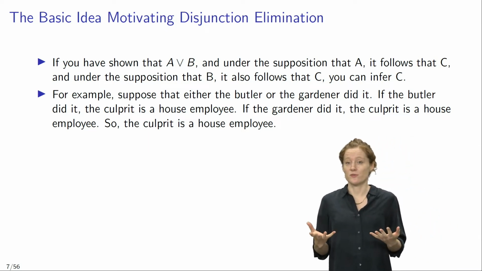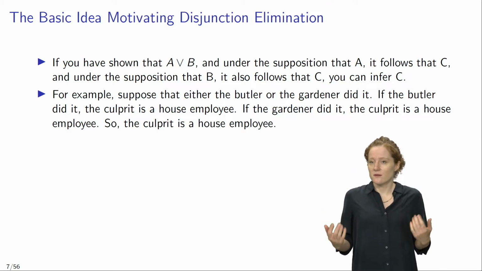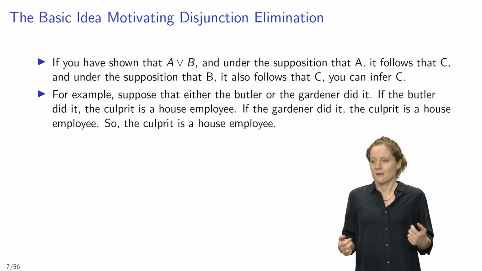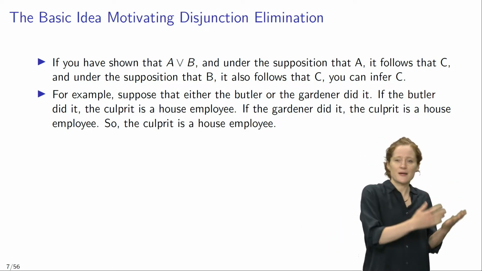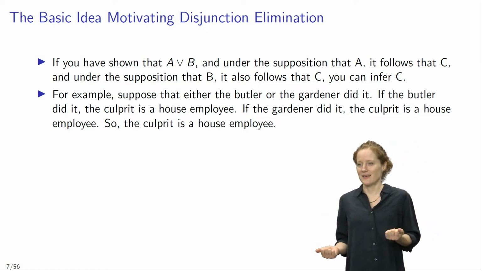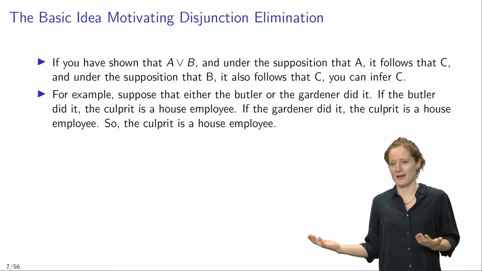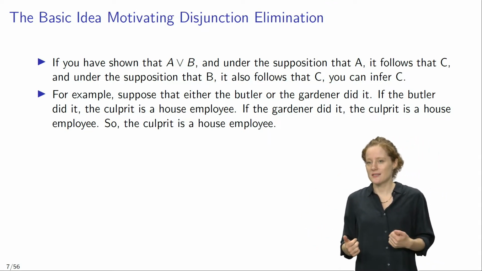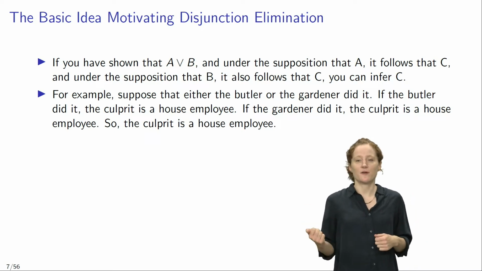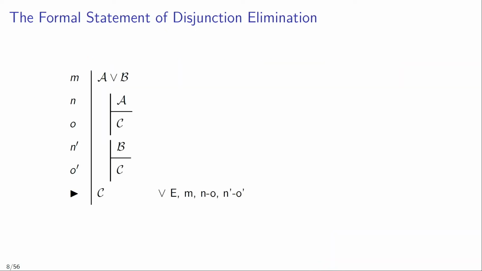So the idea is that if either A or B, and in either case C follows, you can infer that C must be true. So for example, suppose you know that either the butler or the gardener did it. And you can infer that if the butler did it, the culprit is a house employee. And you can also infer that if the gardener did it, the culprit is a house employee. So since in either case the culprit is a house employee, you can infer that in fact the culprit is a house employee.